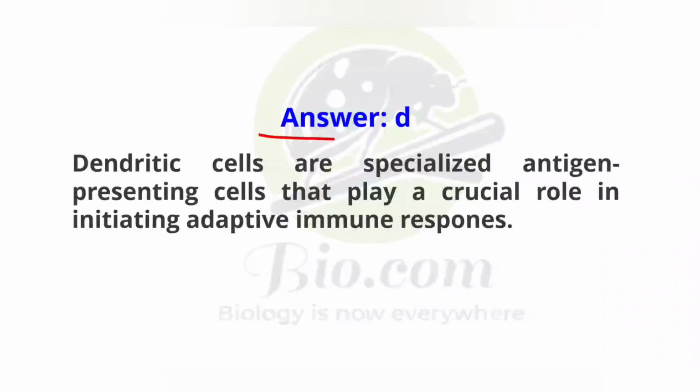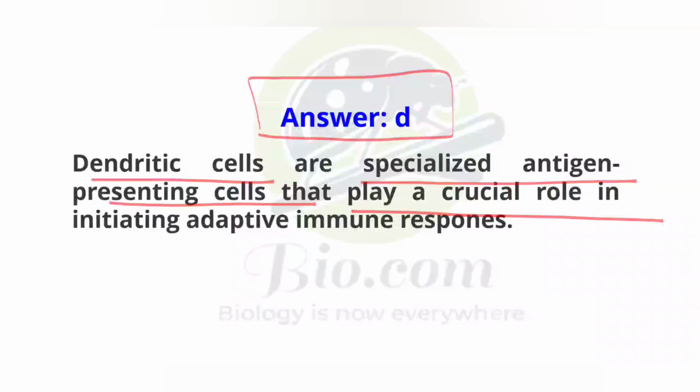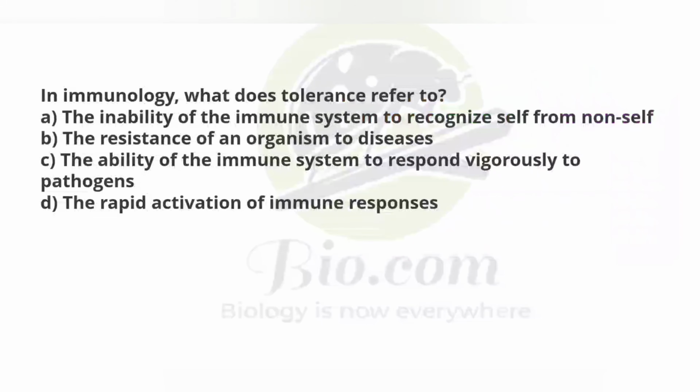Correct option is option D, that is dendritic cells, which are specialized antigen presenting cells that play a crucial role in initiating the adaptive immune responses.